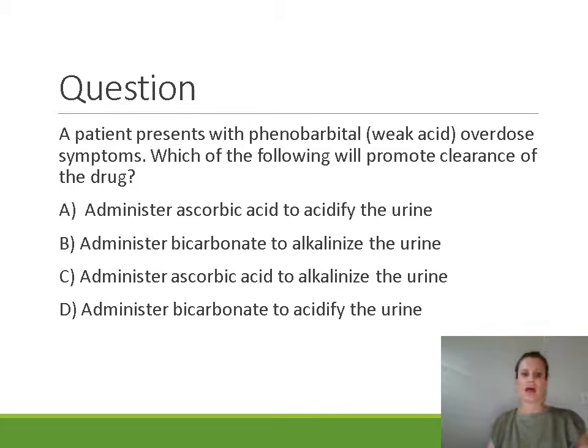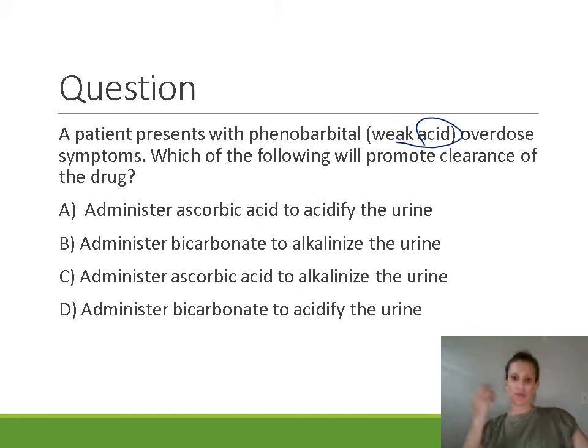Okay, so a patient presents with phenobarbital overdose symptoms. Phenobarbital happens to be a weak acid. Which of the following will promote clearance of the drug? Right, so keep in mind, we're not talking about absorption. This is kind of the opposite of when we were talking about absorption. Before, we talked about when our drug is best absorbed, and in that case, we didn't want them to be charged, right? Because we wanted them to cross our membranes to be absorbed. But now we're talking about something else. We're talking about elimination. So in this case, we want them to be charged because we want them to get stuck in the urine so that they don't get reabsorbed into the body.